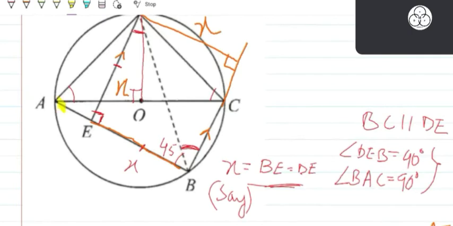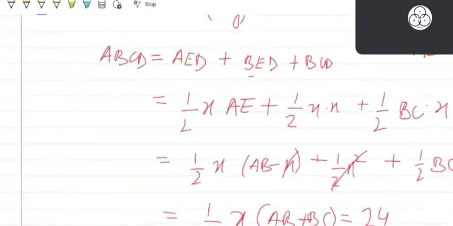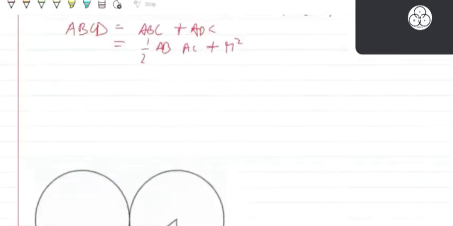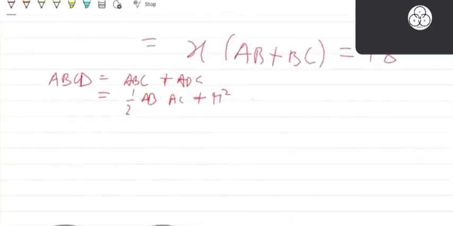Just look at this. This is a right angle triangle. The diameter is the hypotenuse and the value of the diameter is 2r. So you can just apply Pythagoras theorem here. We'll get AB square plus BC square equals 4 times r square, right?